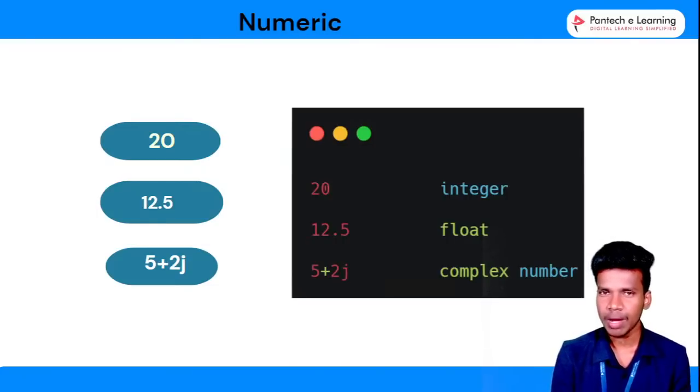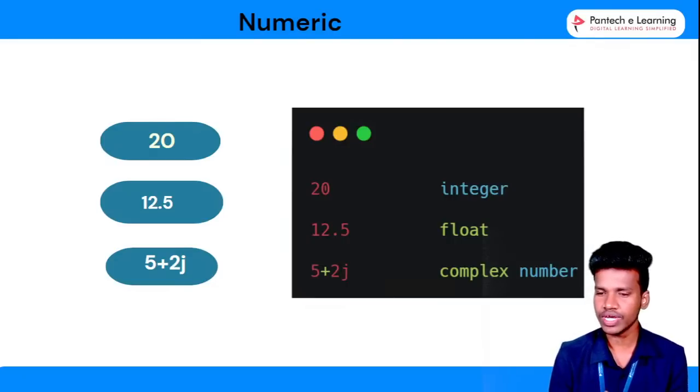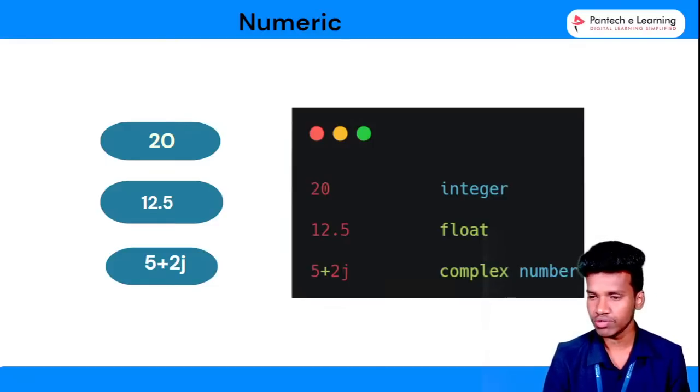5 is a real number plus 2j is an imaginary number, that is called a complex number. Overall, most of the time we are not using this complex number. We just know this kind of syntax exists, that's it. We are not using this repeatedly. Most of the time we are repeatedly using integer and float.